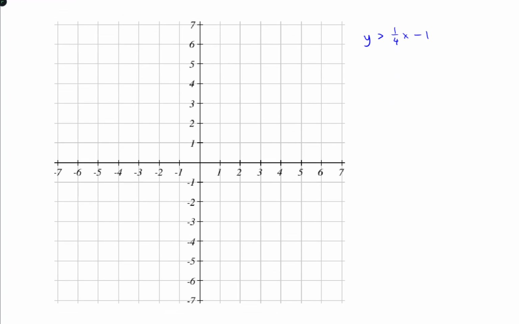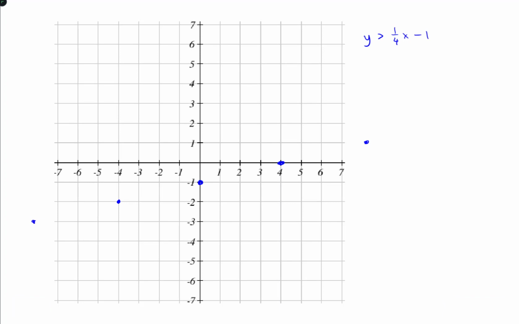To begin, you just graph it as a line. It has a y-intercept of -1 and a slope of 1/4. So if you go up 1 over 4, that gets you the next point on the line. Up 1 over 4, it would be about right there. Or down 1, back 4, down 1, back 4.